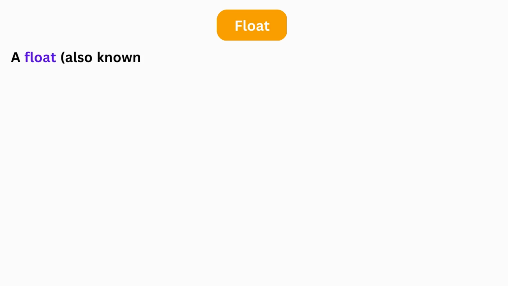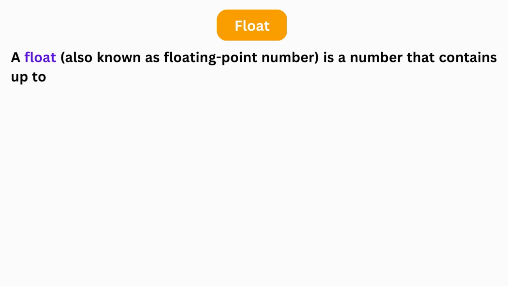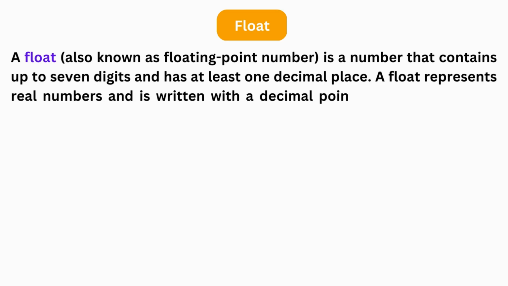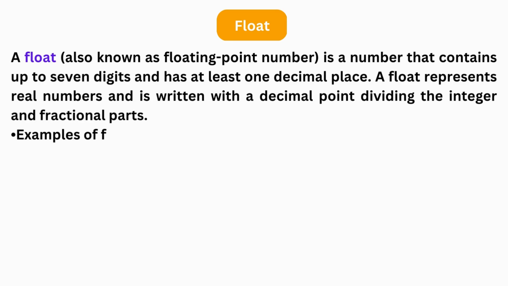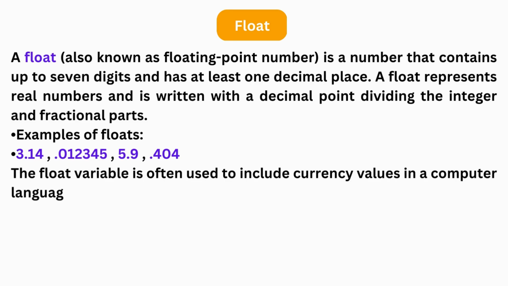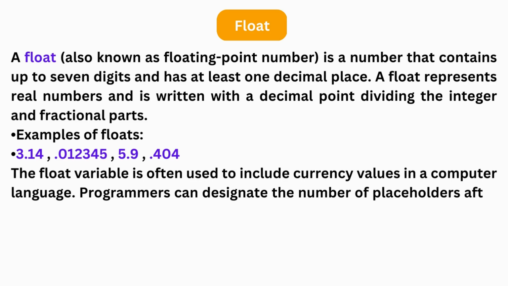Floats. A float, also known as floating point number, is a number that contains up to 7 digits and has at least one decimal place. A float represents real numbers and is written with a decimal point dividing the integer and fractional parts. Examples of floats. 3.14. 0.012345. 5.9. 404. The float variable is often used to include currency values in a computer language.